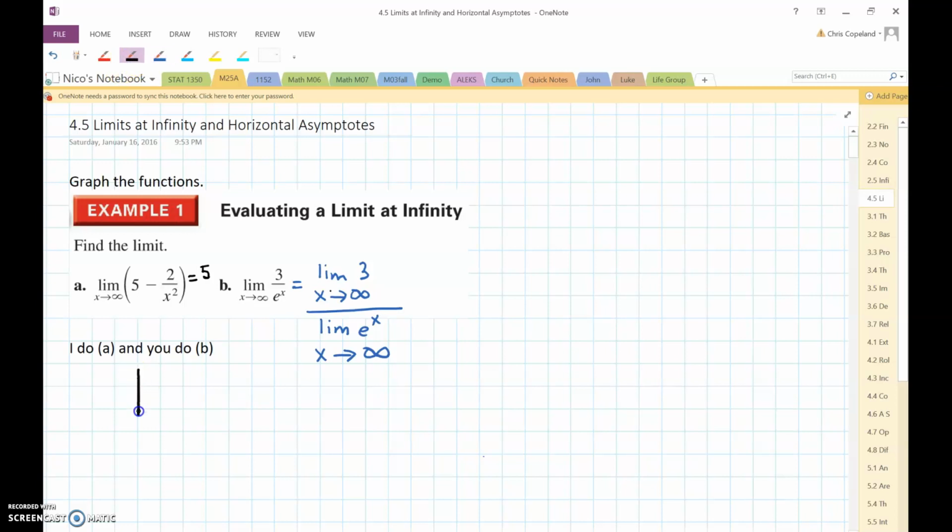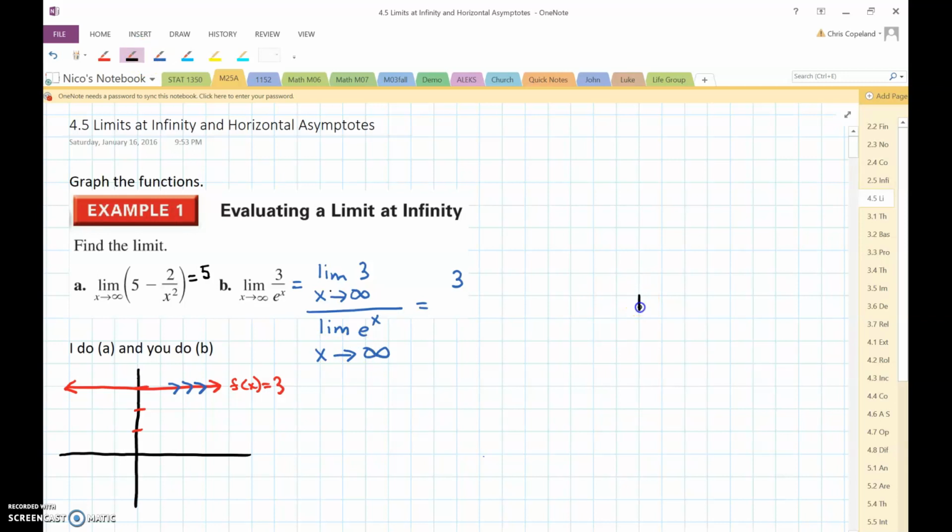So the numerator, if I graph that function, that's going to be the function f of x equals 3. As x is approaching infinity, it's still equal to 3. So the numerator is going to stay 3. Let's try the denominator.